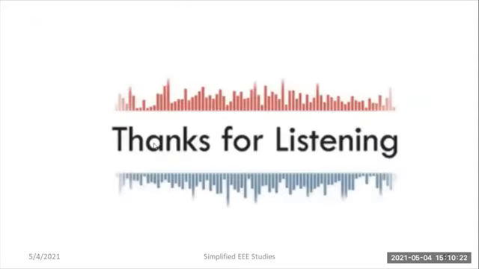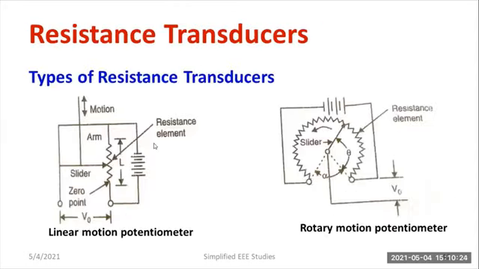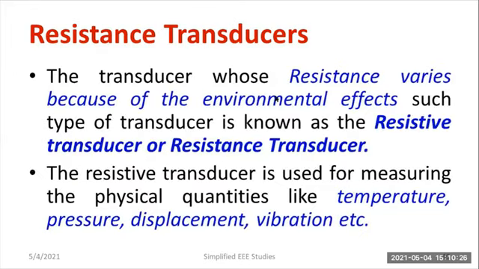Now let us conclude the session. First of all, I have discussed what we mean by resistance transducer. Normally, physical phenomena such as temperature and variation in pressure will be converted in terms of resistance and you are able to measure the output voltage. That is exactly what happens in case of resistance transducer. Non-electrical quantities such as displacement, pressure, etc. will be measured in terms of resistance.